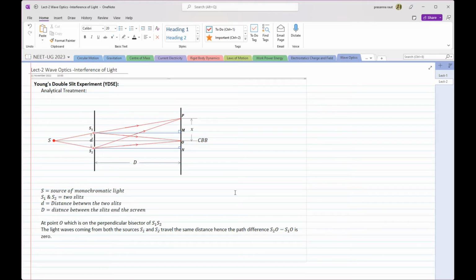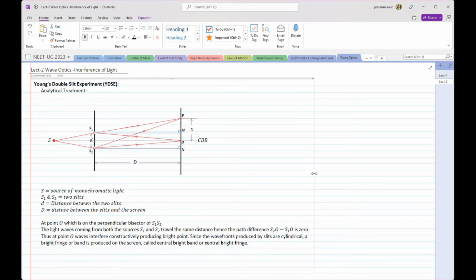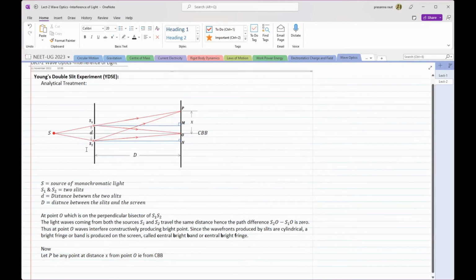Now since this path difference is 0, what happens when path difference is 0? The point becomes bright. Since there is a cylindrical wave, at point O, waves interfere constructively, producing a bright point. Now since wavefronts produced by these slits are cylindrical, instead of getting a single point, we get a bright fringe or bright band produced on screen as shown in the previous diagram, मैंने आपको दिखाया था. Okay. So this bright band is called the central bright band or central bright fringe. ठीक है. Now let P be any point at distance x from point O. So P is any point on screen, of course.